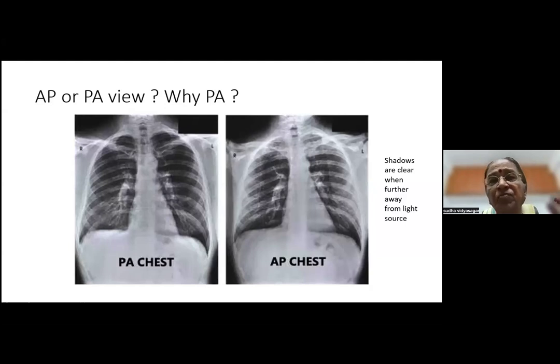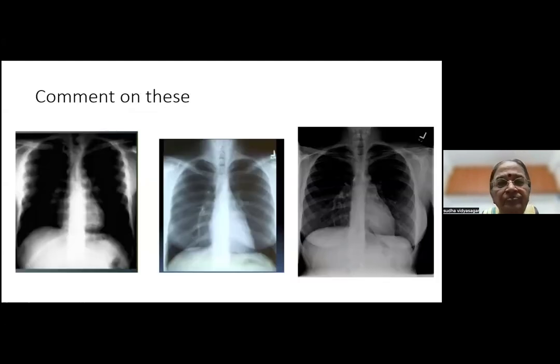And of course, we want to see the lungs, but the lungs are not going to cast any shadow. It's only the ribs that are going to cast a shadow. So I want you to comment on these three X-rays in your chat box, please. What do you think of them? Let's call them A, B, and C. What do you think is right or wrong with them?